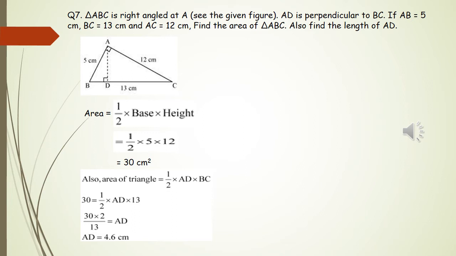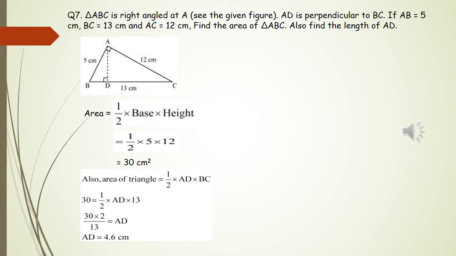Area is equal to half into base into height, that is half into 5 into 12, that is equal to 30 centimeter square. Area of triangle is equal to half into AD into BC. So now we are using a separate set of base and height. So 30 is equal to half into AD into 13. So AD is equal to 30 into 2 by 13. AD is equal to 4.6 centimeter.